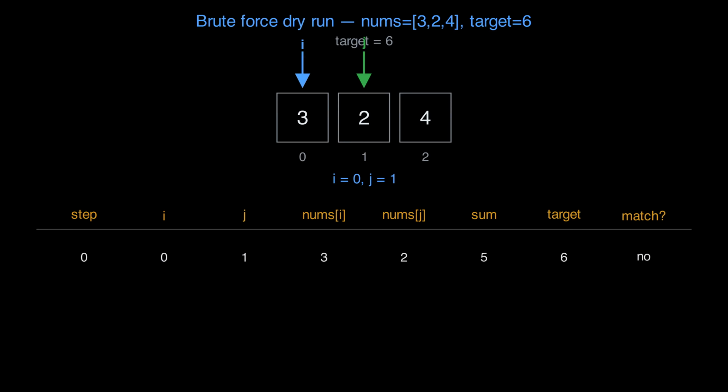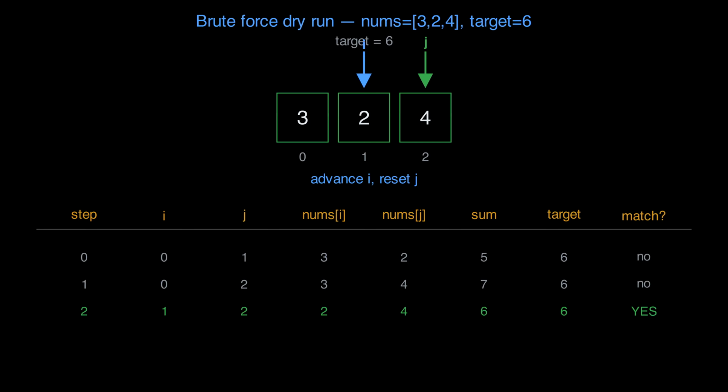OK, i is 0, j is 1. nums[i] is 3, nums[j] is 2, sum is 5. Not 6, so I bump j. i still 0, j is 2 now. 3 plus 4, 7. Still off, j is at the end. Bump i. i is 1, j is 2. 2 plus 4, 6. That's the match. Return 1 and 2. So 3 pair checks for length 3.